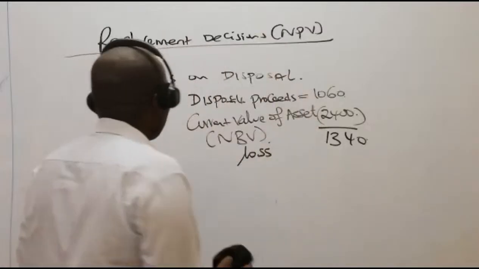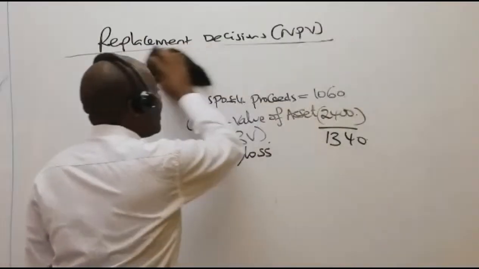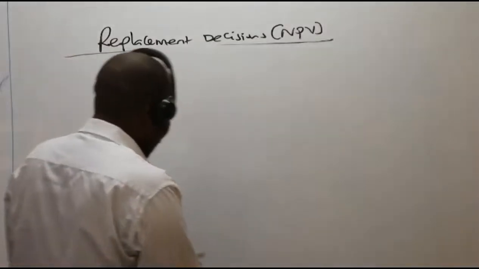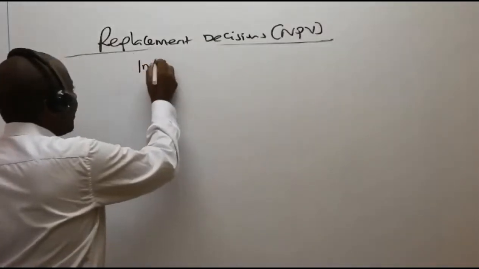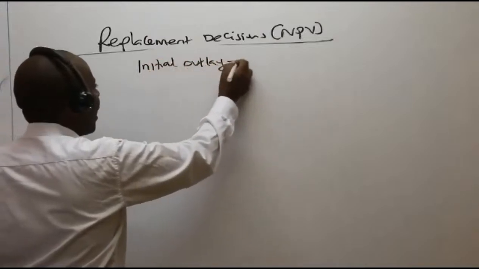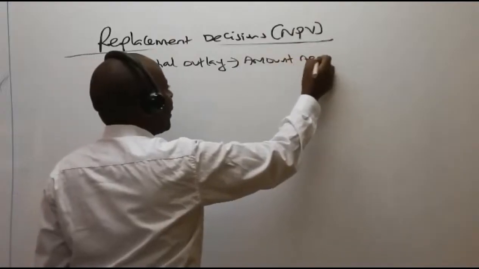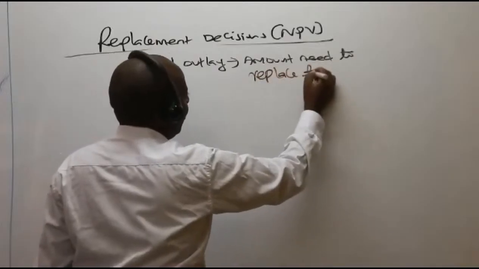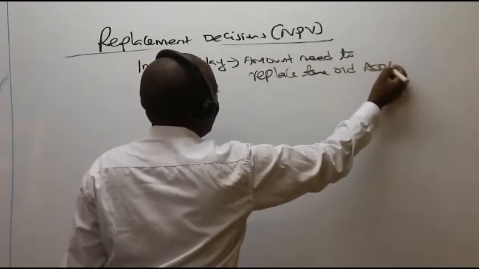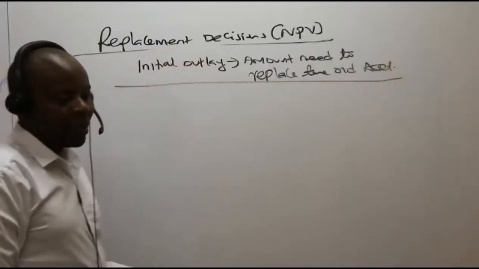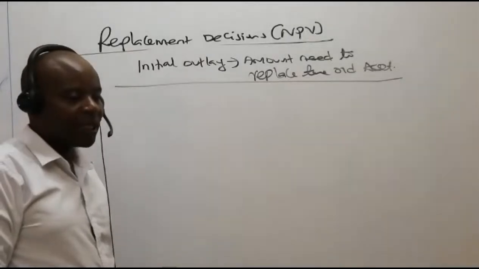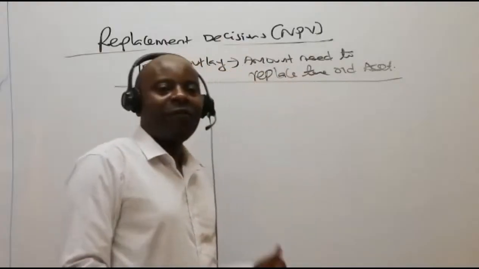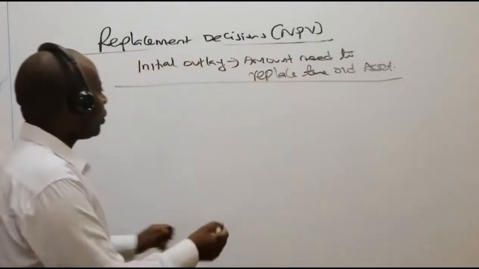Now from there, step number 2. This is step 1, the first step. So step number 2, come and give us the initial outlay. The initial outlay, the amount needed to do the replacement, to replace the old asset, the amount needed today in order for us to replace the old asset. This is very easy, because I look at the cost of the new machine.